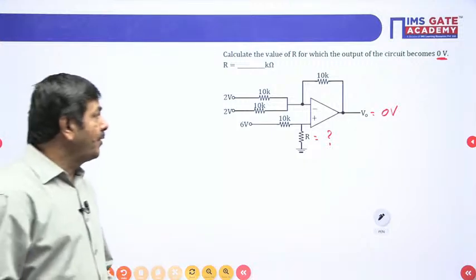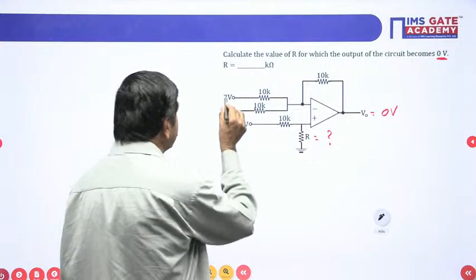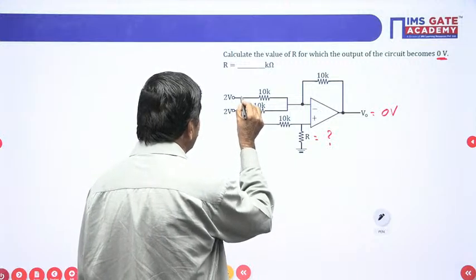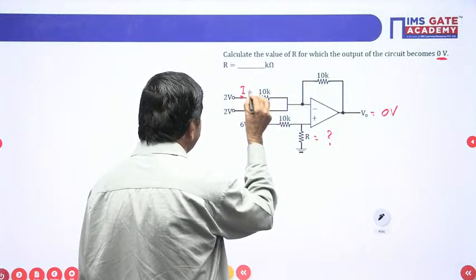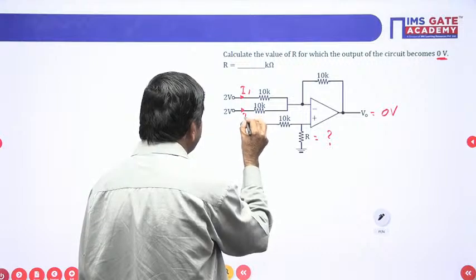But in this problem, what you can do, because of the connection of these two voltages, current I1 is going to flow here. This current is nothing but the I2 value.